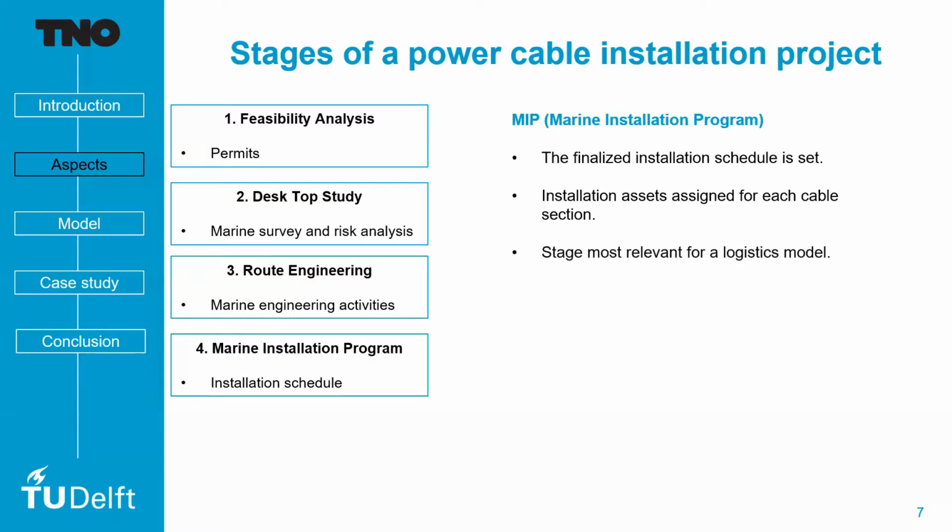And of course, this is going to be the stage that is most relevant for a logistics model that we use for this thesis. MIP decisions are very much driven by the route engineering calculations. So the route engineering calculations will be stating that, okay, the cable has to be buried, for example, 250 meters below the sea. So what kind of equipment do you need? That will impact the way the marine installation program is.